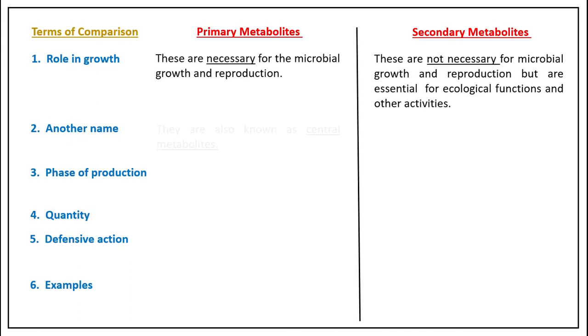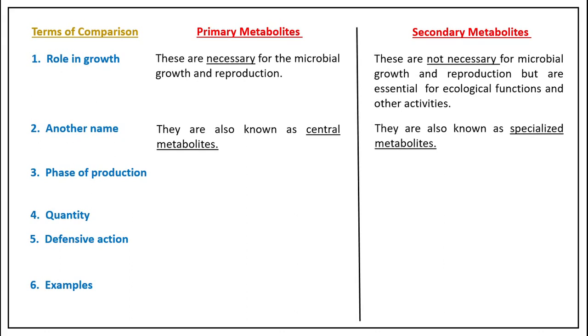Now second, another name. Primary metabolites are key players in supporting the growth and reproduction of microorganisms. That's why they are also called central metabolites. Okay, and secondary metabolites, it is not necessary that every bacteria, every fungi, all microorganisms will be producing secondary metabolites. Okay, so they are known as specialized metabolites. And why specialized? Why not central?